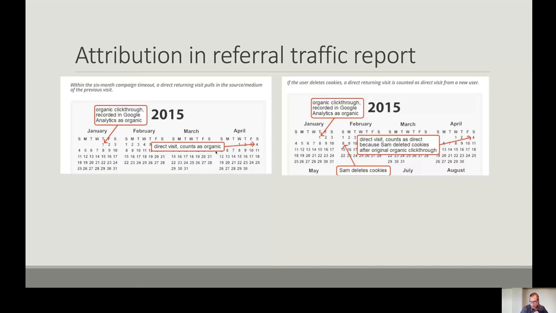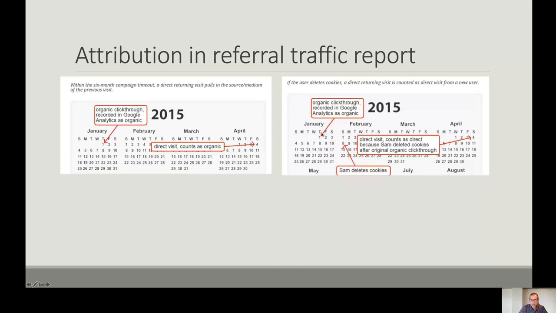So let me explain with this example. Let us say on January 1st, 2015, an organic click-through was recorded and the user came in through this organic click-through. Now on April 4, the user came in through a direct visit. Less than 6 months have elapsed, and therefore this direct visit by this user will be attributed to the organic click. Moving on to the right side of the slide.